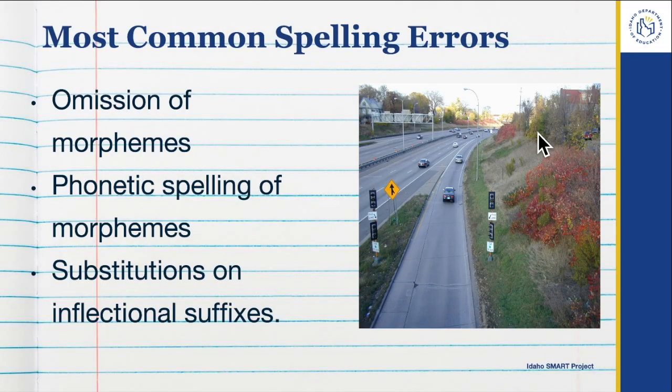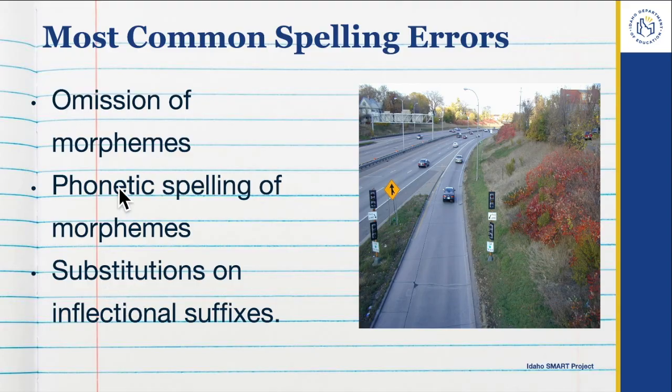So some of the most common spelling errors that you're going to see is omission of morphemes. They're going to kick off morphemes. They're going to phonetically spell morphemes, or they're going to substitute inflectional suffixes. Now, that's when we're looking at the morphological errors. Earlier, we talked about looking out for phonological errors, and in Chapter 4, we talked a little bit about looking out for those letter-to-sound connection errors.